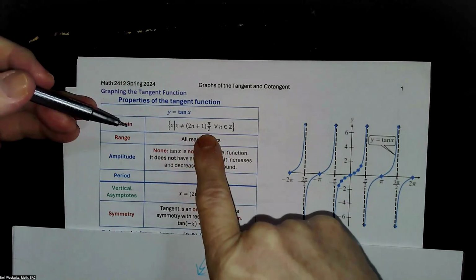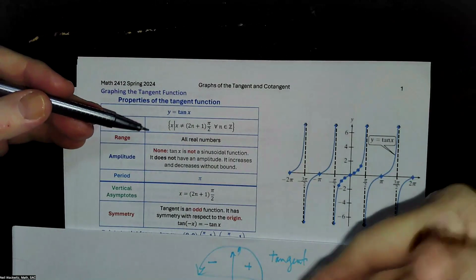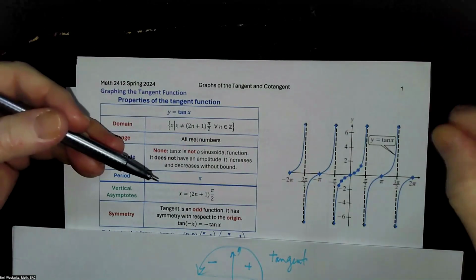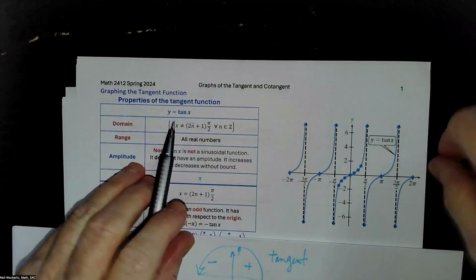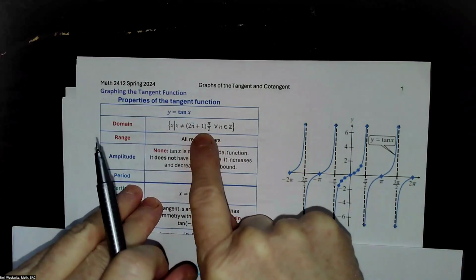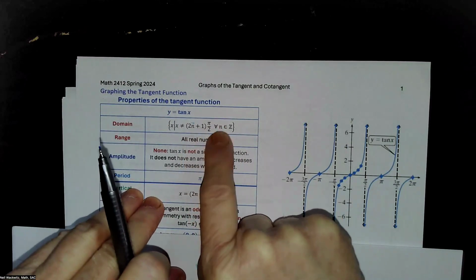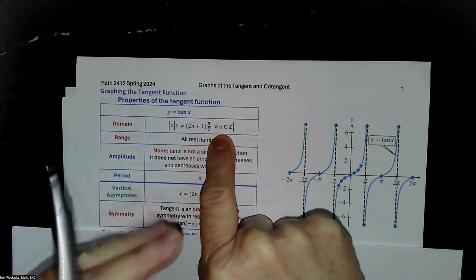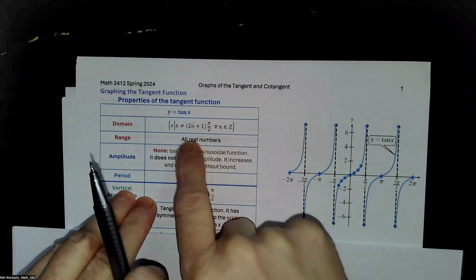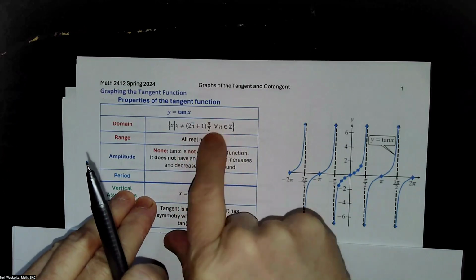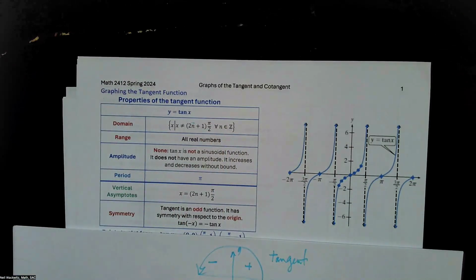Every time that, let's see, tangent is sine divided by cosine. So every time the cosine equals 0, tangent is undefined. So that means all odd multiples of pi over 2. So for all integers n, if we have 2n plus 1 times pi over 2, then the tangent will not be defined for that.